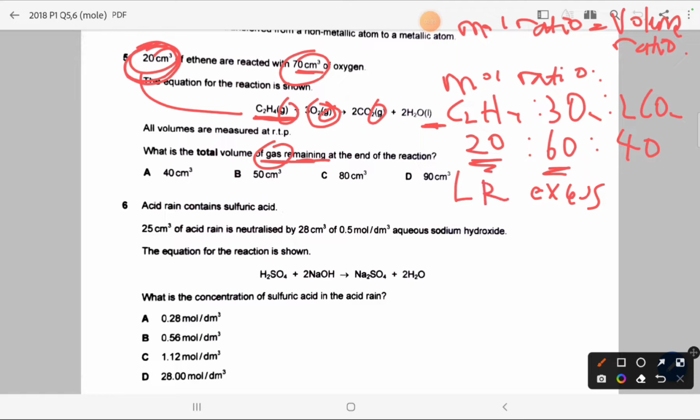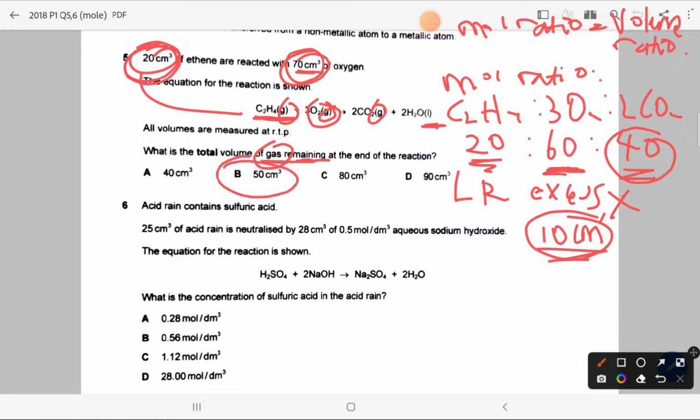Oxygen is in excess by how much? By 10 cm cube. Out of the 70 cm cube of oxygen, 60 cm cube would be used up in the reaction, so what remains at the end would be 10 cm cube. Carbon dioxide is a product, so 40 cm cube of carbon dioxide would be produced. So at the end of the reaction, you have 40 cm cube of carbon dioxide and 10 cm cube of oxygen remaining. So the total would be 50 cm cube of gases. So the answer is B.